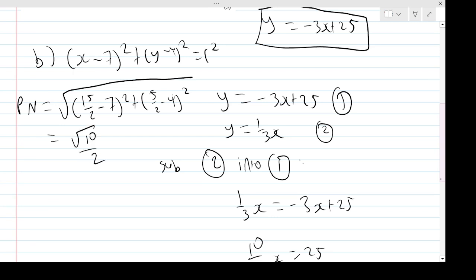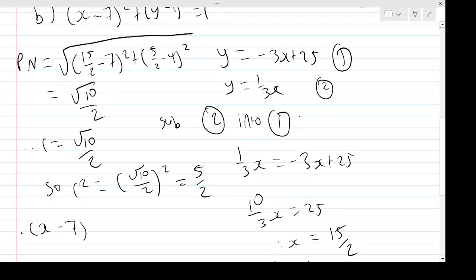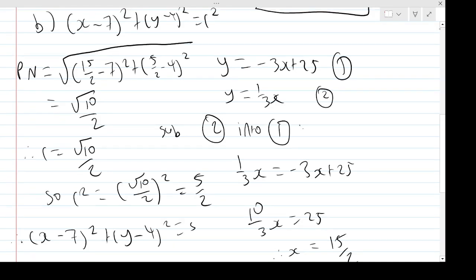I believe that I put that in right. Yes. So that's the radius. Therefore r, the radius, is root 10 over 2. However, I can substitute that in, but I need r squared. So r squared is root 10 over 2 all squared, and that will get me 5 over 2. Therefore, the equation is going to be x minus 7 all squared, add y take away 4 all squared is equal to 5 over 2. There's my equation of the circle.